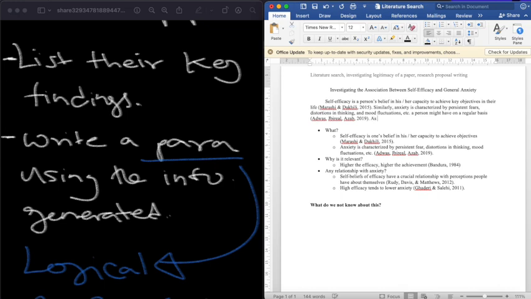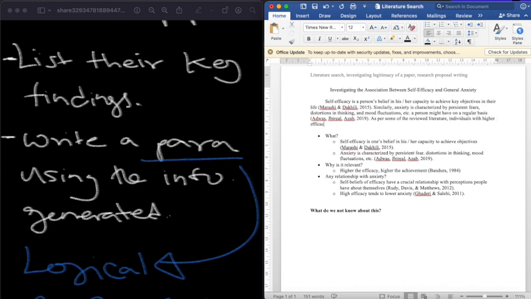So, as per some of the reviewed literature, individuals with higher efficacy tend to experience lower anxiety. Now, this is that information. I am going to just take this information and put it right here. Okay. And here we have another finding.